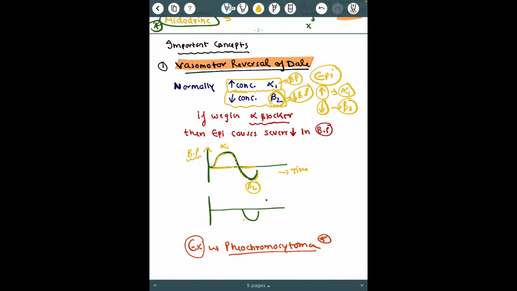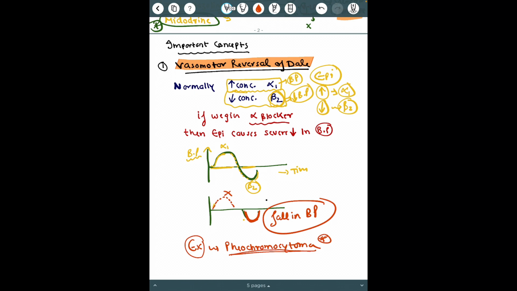Now guys, see that if we give someone an alpha 1 blocker, what will happen is that this increase in BP will not be there, and there will be a rapid fall in the BP if we give the alpha 1 blocker along with the epinephrine. So if we give alpha blocker with epinephrine, there will be no alpha 1 action and only the beta 2 action, which will cause a very high fall in BP. This is known as vasomotor reversal of Dale.